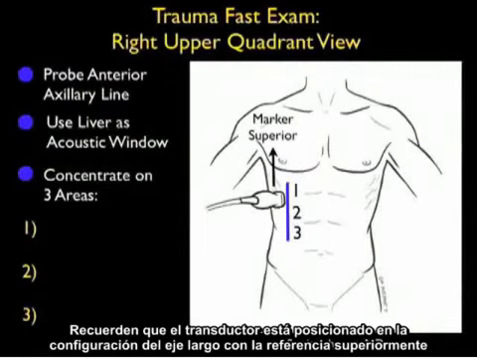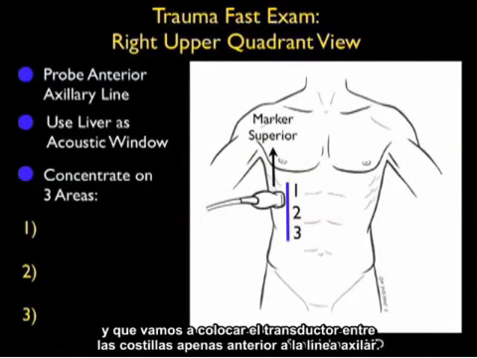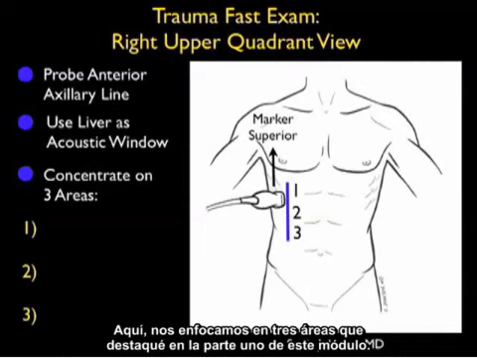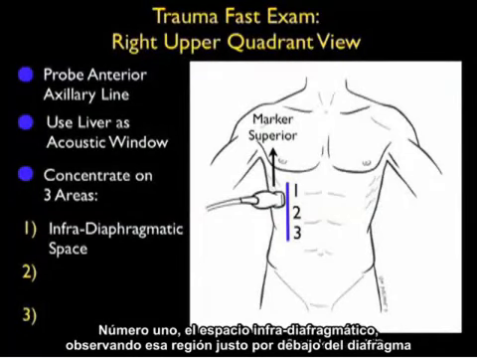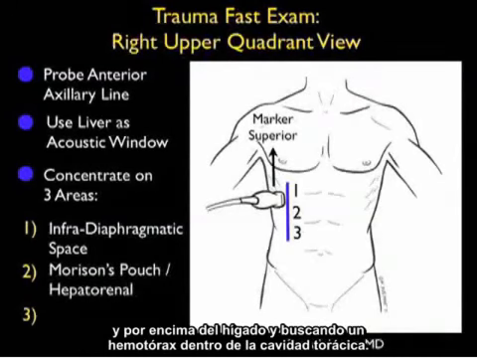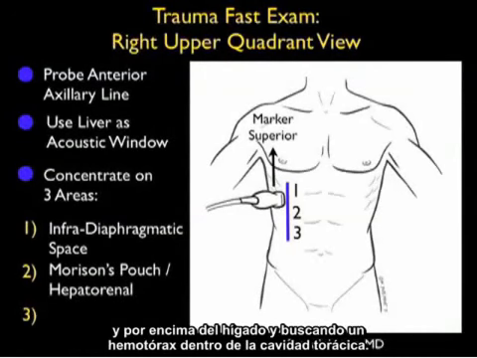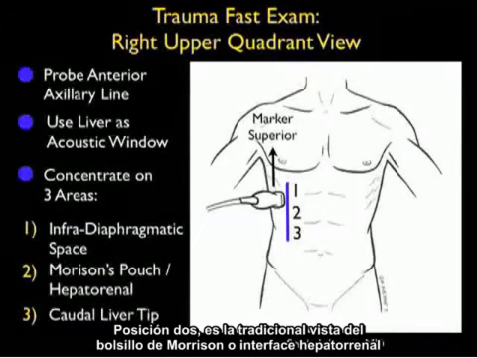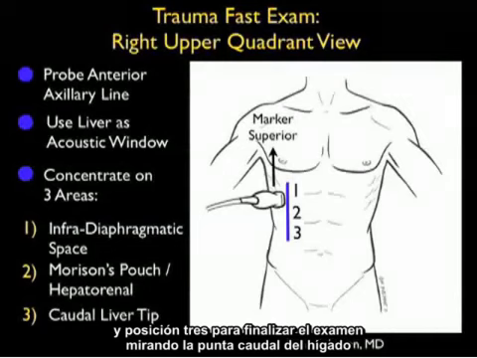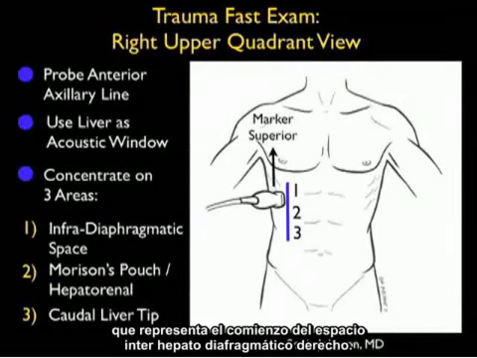Remember that the probe is positioned in the long axis configuration with the marker dot superiorly, and that we're going to place the probe in between the ribs at about the anterior axillary line. Here we want to focus on the three areas, as I emphasized in Part 1 of this module. Number 1, the infradiaphragmatic space, looking at that region just below the diaphragm and above the liver, and actually looking into the chest cavity for a hemothorax. Position 2, which is the traditional Morrison's pouch or hepatorenal interface, and position 3 to round out the exam, looking at the caudal liver tip representing the beginning of the right paracolic gutter.